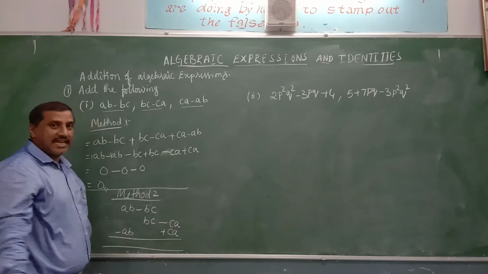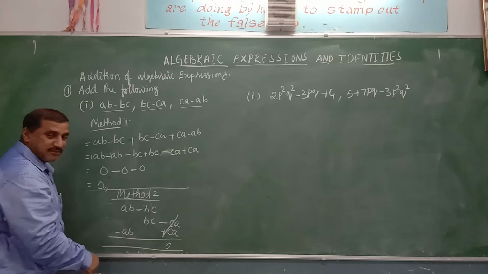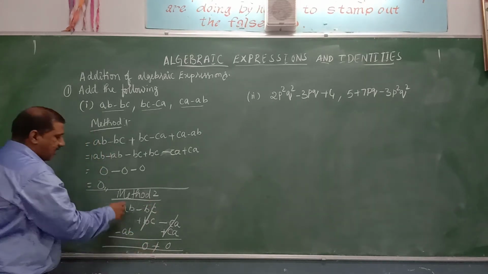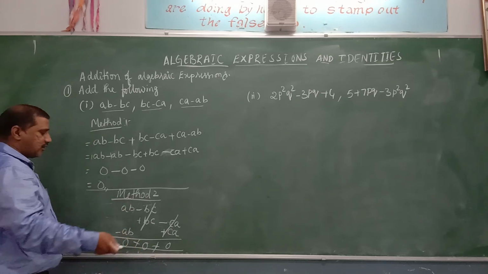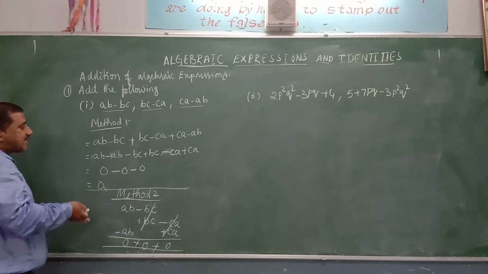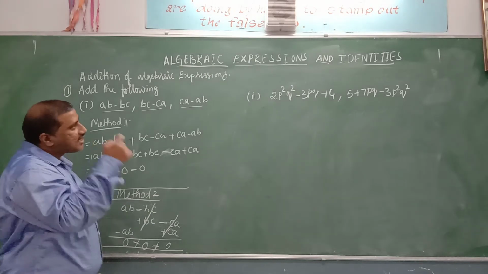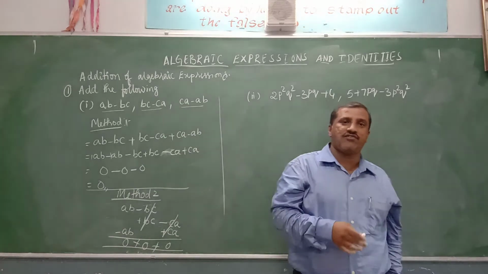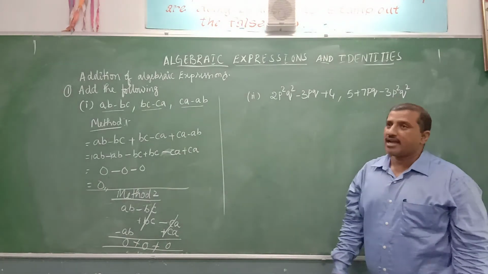Minus CA plus CA will be cancelled, we get 0. Minus BC plus BC will be cancelled and we will get 0. And here AB minus AB will be cancelled and we get 0. 0 plus 0 plus 0 is equal to 0. So in both the cases, finally we will get the 0 value only. Now we will discuss one more sum. Here I explained two methods. Whichever method you feel is better, you can use that method to add the algebraic expressions.